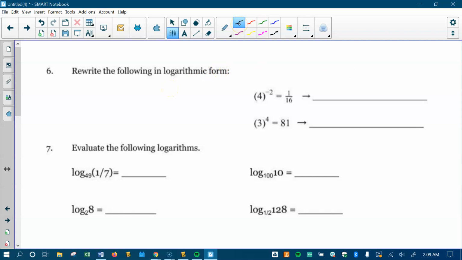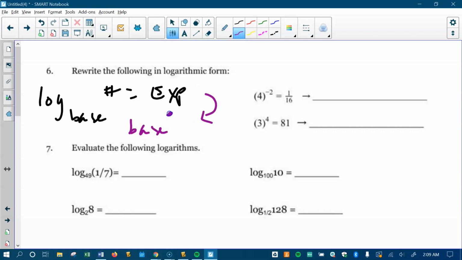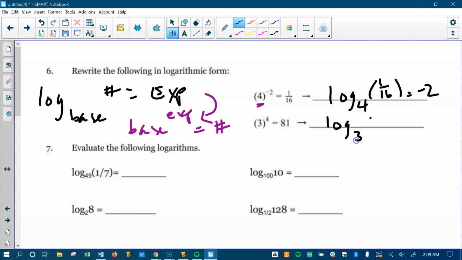So again, what I had before was a log with a base of a number equals the exponent. And that goes to the same thing here: a base to the exponent equals the number. Okay, the base here is 4, so we're going to do log base 4 of the number, which is 1 over 16, equals negative 2, and negative 2 is the exponent. You can do the same thing here: log base 3 of 81 equals 4.